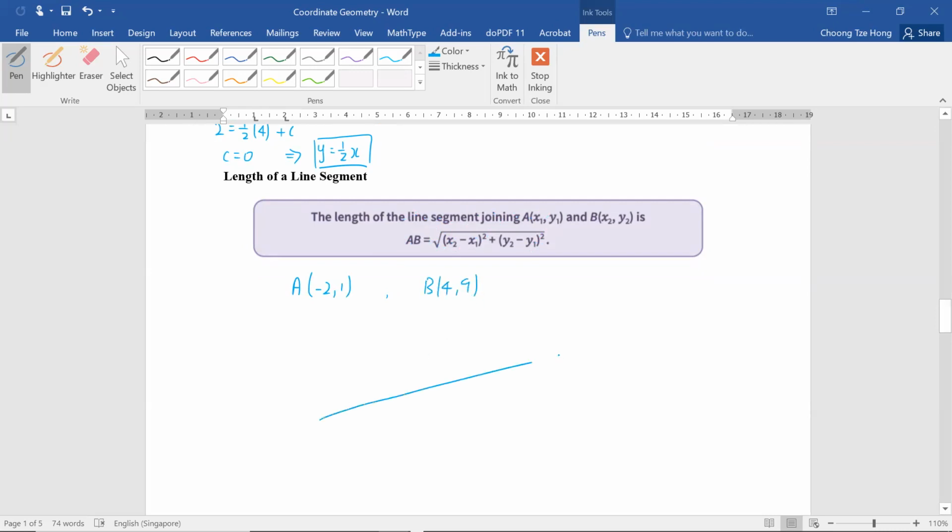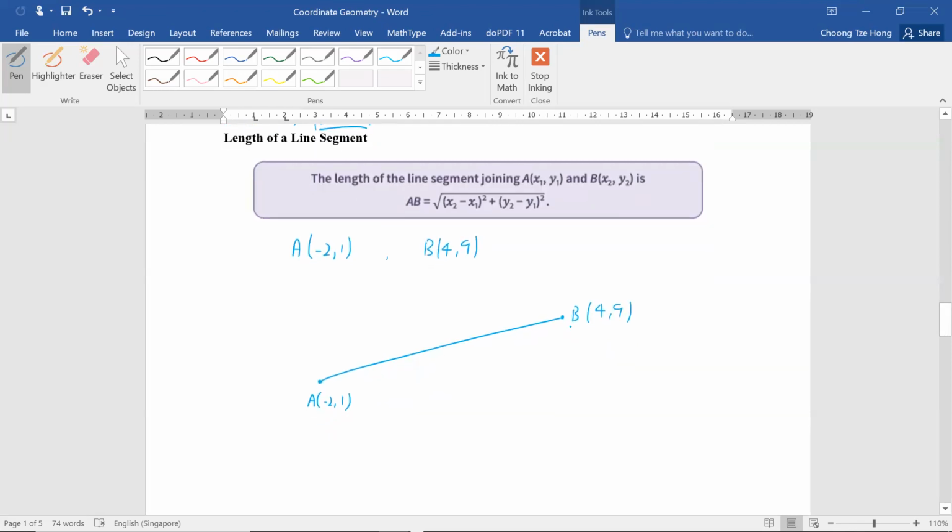Same thing, point A over here is (-2, 1), then point B over here is (4, 9). You want to find the length of this particular line segment, so we can use this method. In this case, this is x1, y1 and this is x2, y2, so we can use x2 minus x1.